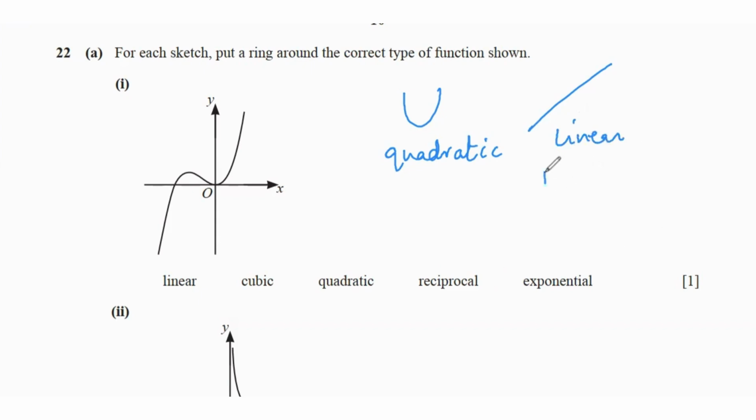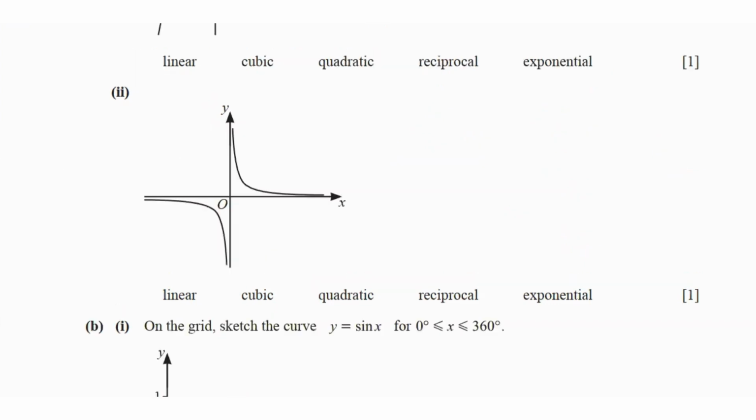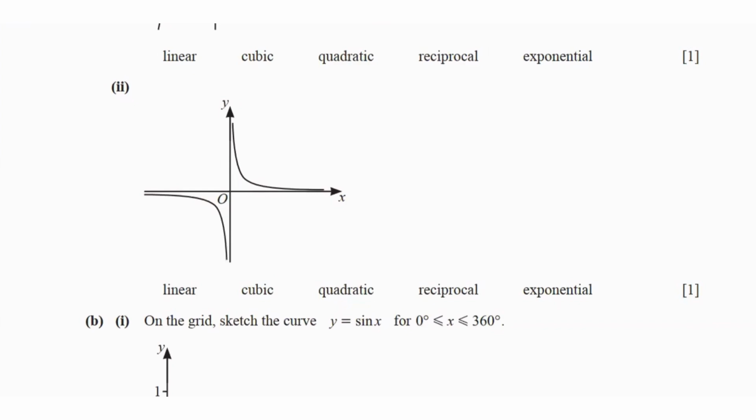For reciprocal, it's like this. And for exponential, it's either like this or like this. So over here, since we have two peaks, this is cubic. For the next one, this is reciprocal. Why? Because we have a curve over here and a curve over here. And remember that the reciprocal function never touches the x and y axis. It's always above it.